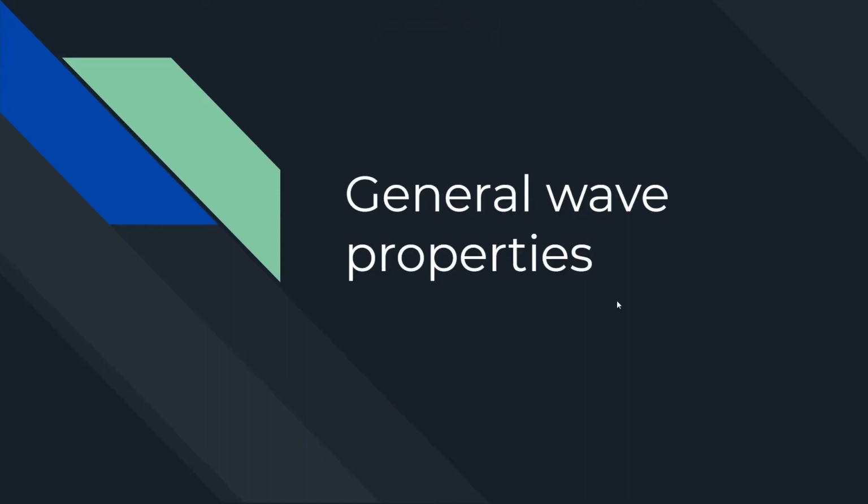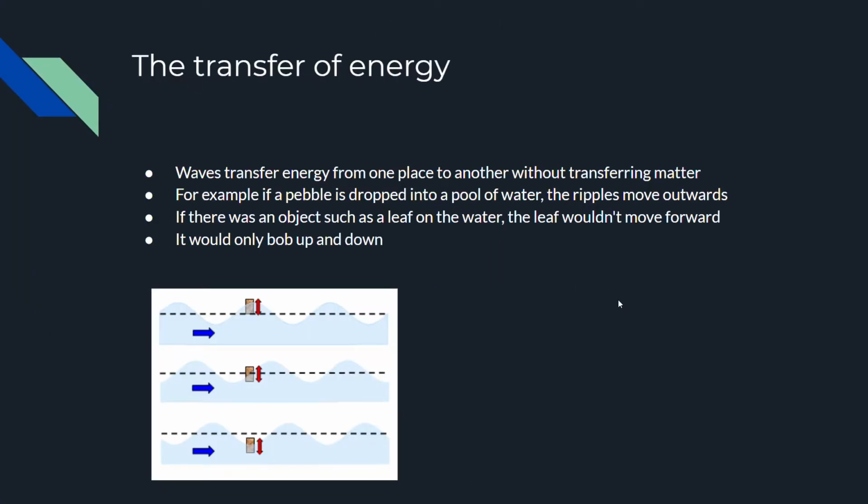General wave properties. The transfer of energy. Waves transfer energy from one place to another without transferring matter. So you can put this in a real life example by saying, for example, if a pebble is dropped into a pool of water and the ripples move outwards.